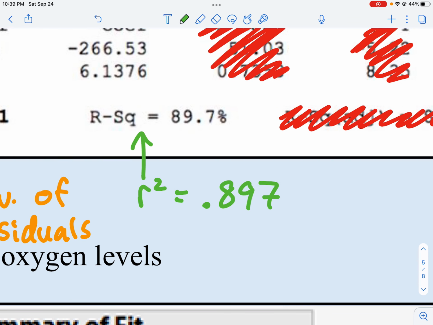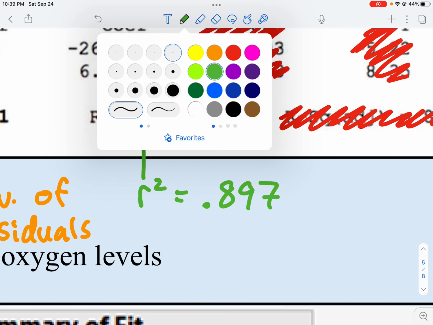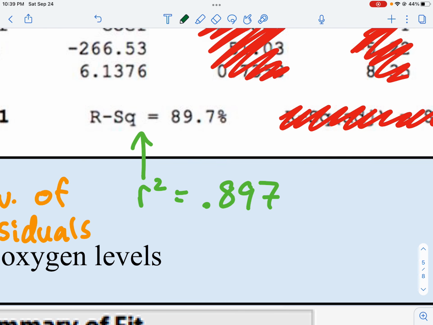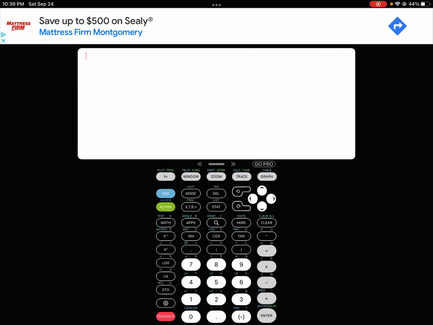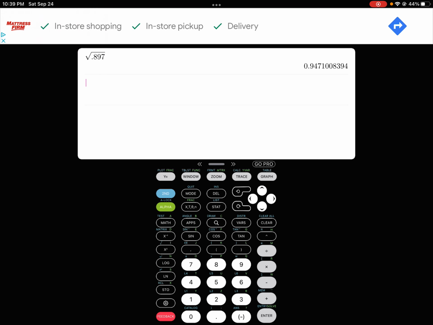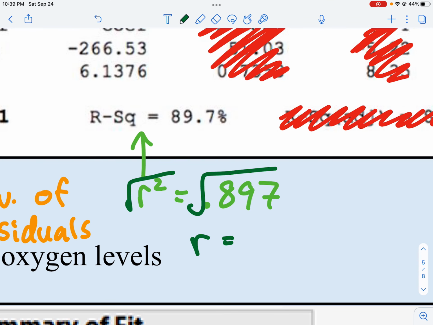So what we have to do next is say, okay, well, if R squared is 0.897, I would take the square root of both sides. The square root of 0.897 is 0.947. When we introduce a square root into the problem, this is a very old algebra rule. Remember that it could be both the positive and the negative version. And remember that correlation could be positive or negative, anywhere from -1 to 1.